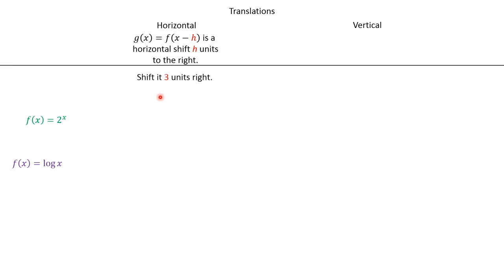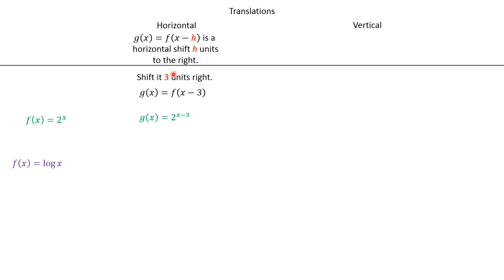So let's shift 3 units to the right. So our general equation, g of x equals f of x minus 3. This does not matter what kind of function we're looking at. But what it says is that we're going to take the x and we're going to change it to x minus 3. So for our exponential, we take the x and it becomes x minus 3.